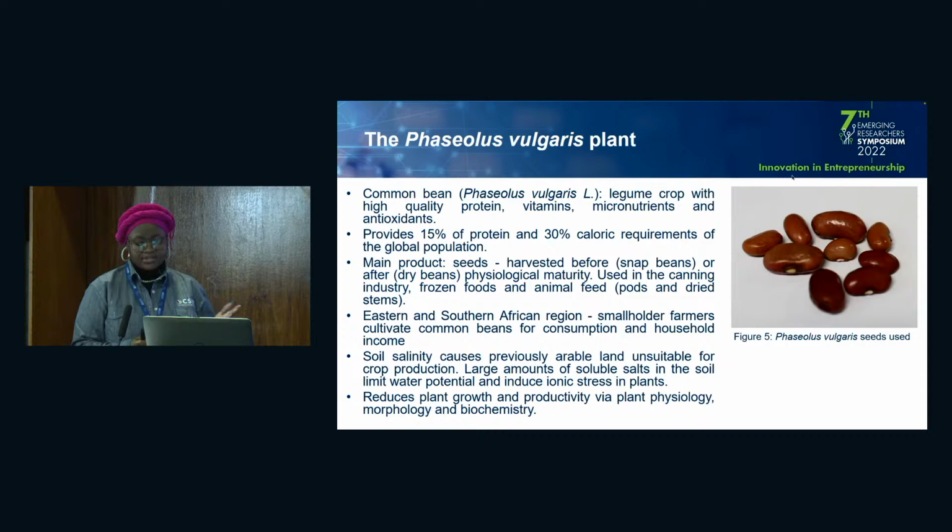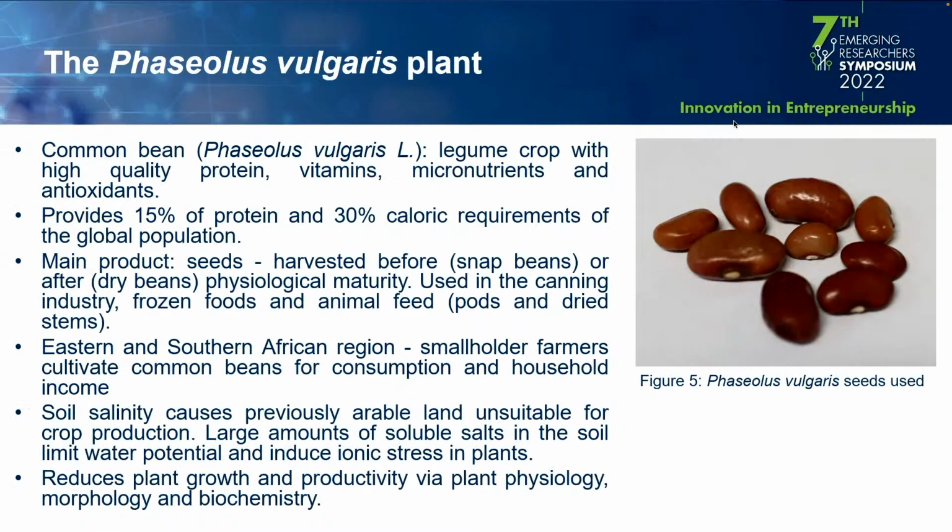Phaseolus vulgaris is a legume crop with high quality nutrients. It provides 15% of protein and 30% of caloric requirements of the global population. Within the legume family, the common bean is the most important crop for human consumption after soybean and peanuts. However, it is highly affected by drought, salinity, and extreme temperatures. And these factors reduce its plant growth and productivity by affecting the plant physiology, plant morphology, and plant biochemistry.